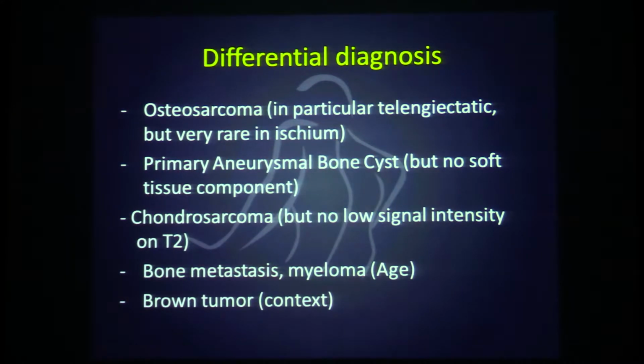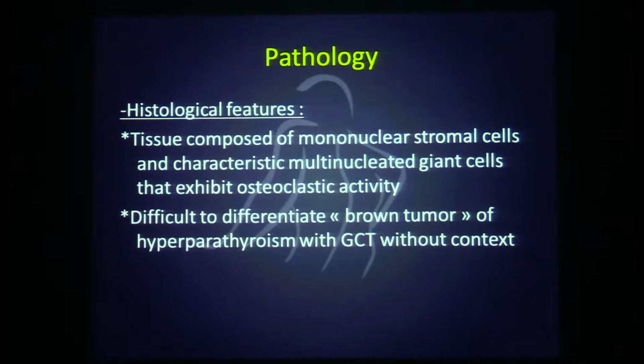The main differential diagnosis are osteosarcoma, in particular the telangiectasic osteosarcoma, but is very rare in the ischium. The primary aneurysmal bone cyst, but there is no soft tissue component in those tumors. The chondrosarcoma, but there is no low signal intensity on T2 sequences. And bone metastasis, myeloma or brown tumor are not frequent in this context.